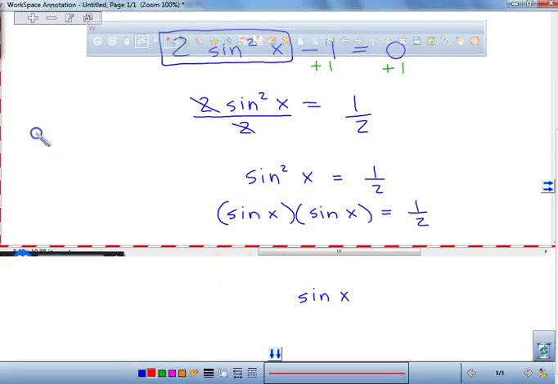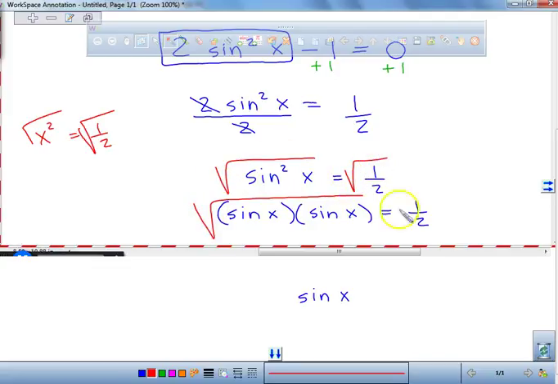By the way, if I said x squared equals 1/2, what would you guys do to solve for x? Take the square root. So that's what we're going to do. Just like we would take the square root of this side and take the square root of this side, we're going to take the square root of both sides. Now, when you take the square root of the sine of x times the sine of x, all you're left with is the sine of x.